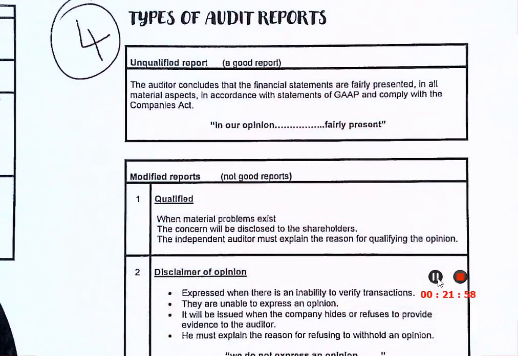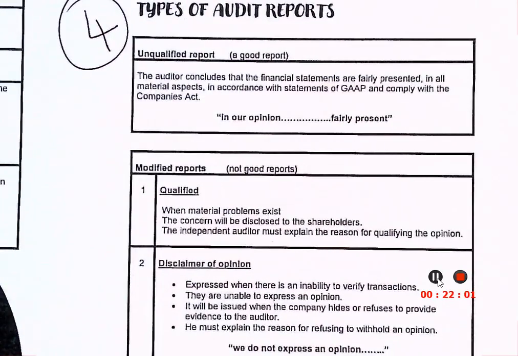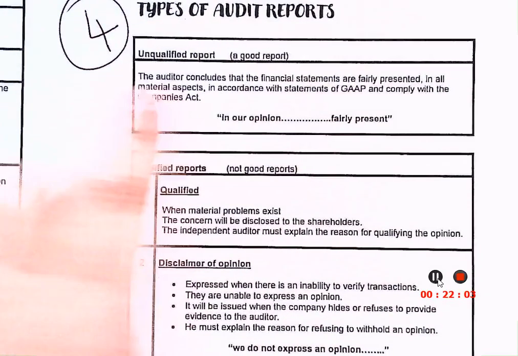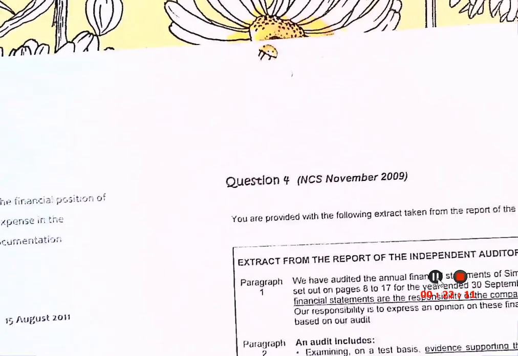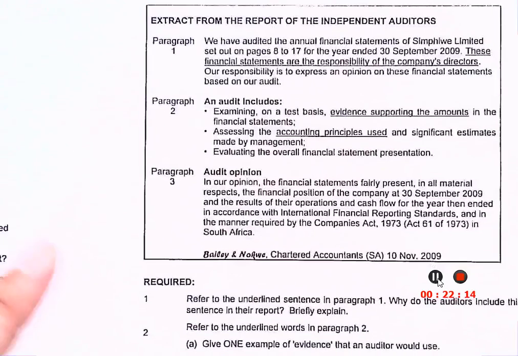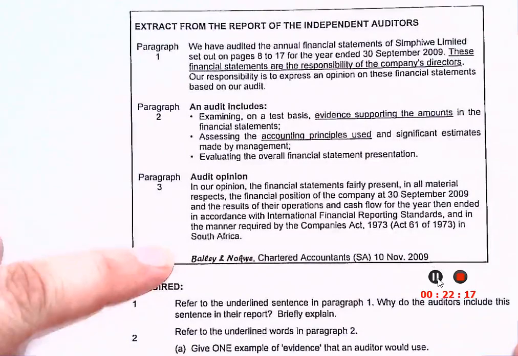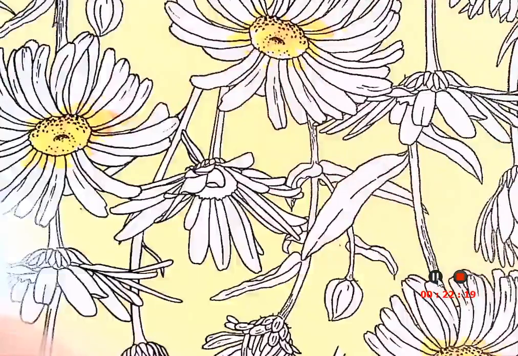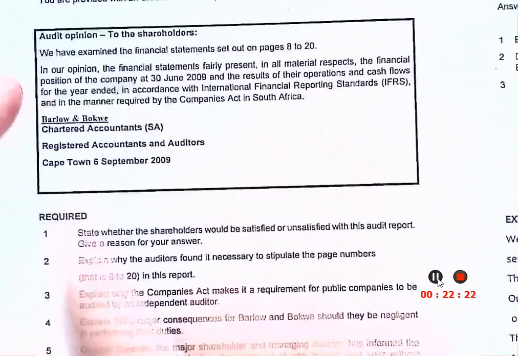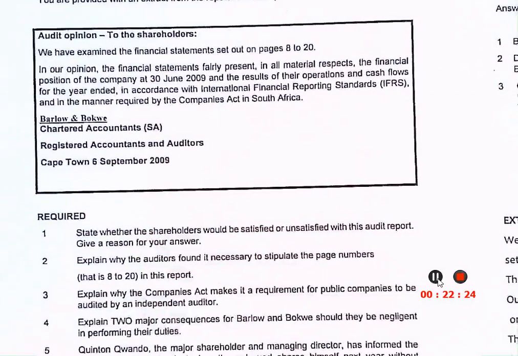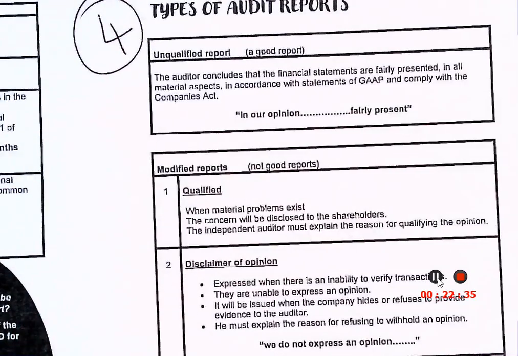So what they will do in a test is they will literally give you an extract like that. For instance, if you turn the page, let's look here at question 4 on page 10. Can you see they give you an extract? Or if you look at page 7, they give you an extract. Okay? So they're going to give you an extract and you have to identify what type of report it is. So your best type of report is unqualified. It's the only good report.